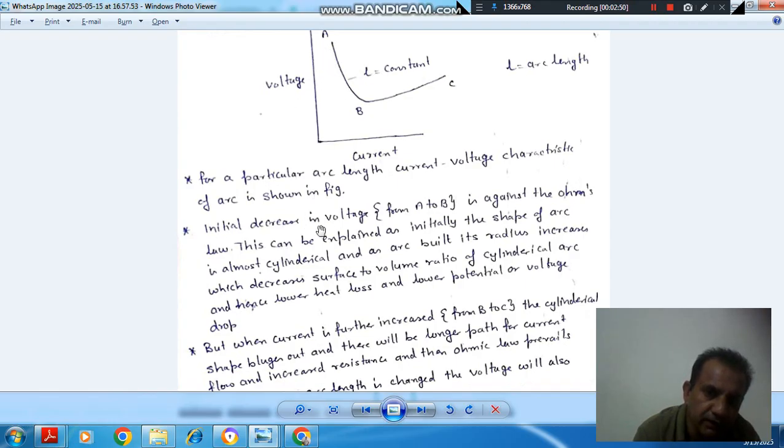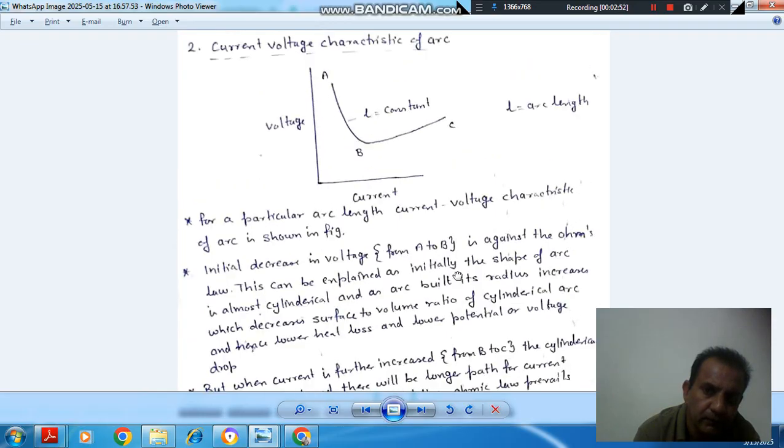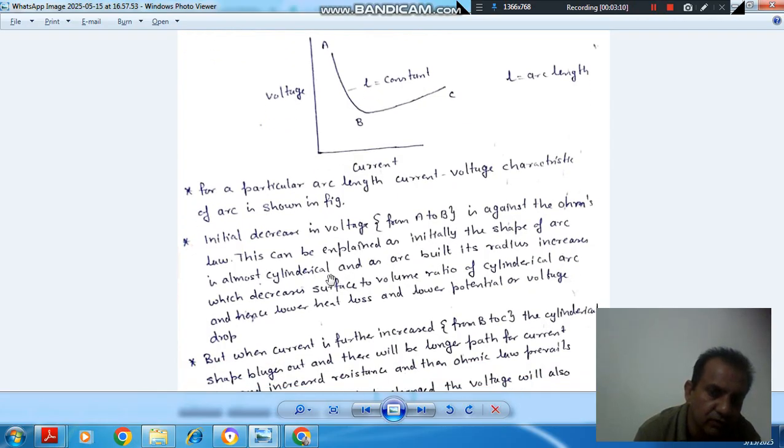AB, initial decrease in voltage from A to B, as voltage is decreasing, is against Ohm's law. Ohm's law says voltage is directly proportional to current, but here as current is increasing, voltage is decreasing, so it is against Ohm's law. This can be explained as initially the shape of the arc is almost cylindrical. Initially the shape of the arc between anode and cathode is almost cylindrical, and as the arc builds, its radius increases, which decreases the surface area to volume ratio of the cylindrical arc.